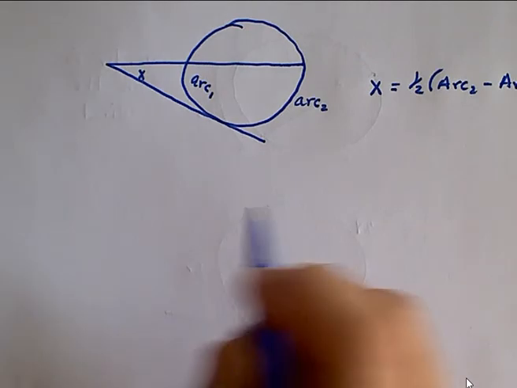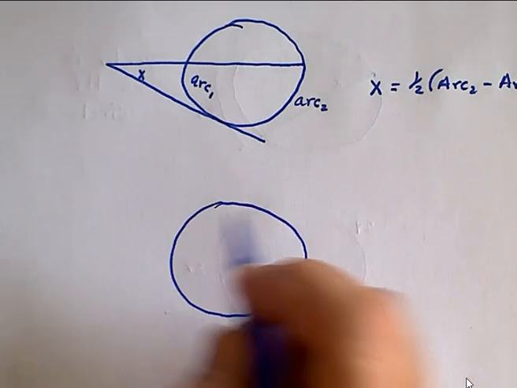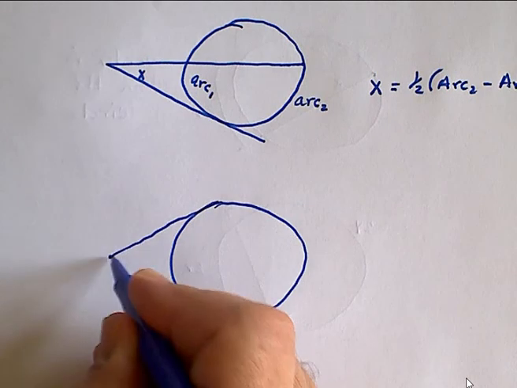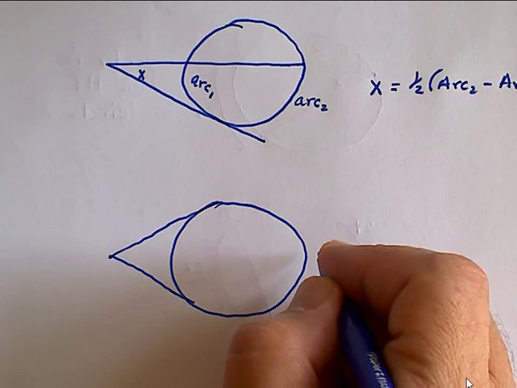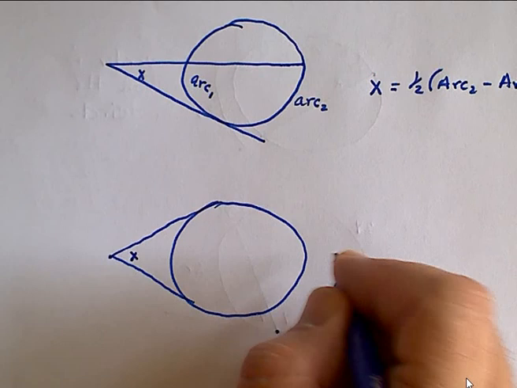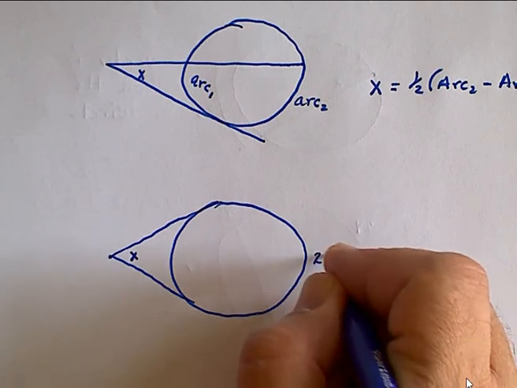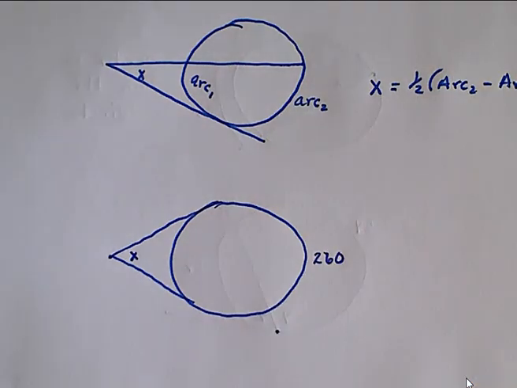What if I have two tangents? Okay, and I know that here's a tangent, and here's a tangent. Let's say I'm trying to find out what x is, and all I know is this is 260 degrees. Now that would represent your arc 2, but I don't know arc 1 and I don't know the angle.